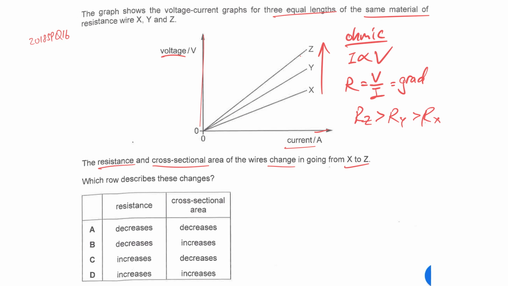So in other words, from X to Z, the resistance is increasing, and because the resistance increases, the cross-sectional area has to be decreasing. So C will be the answer.